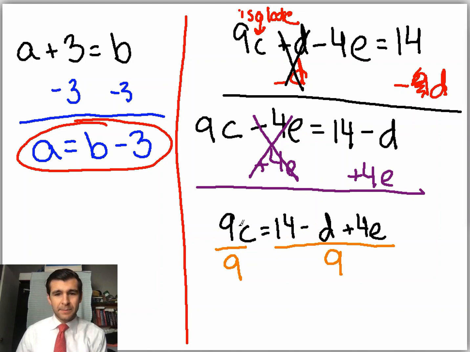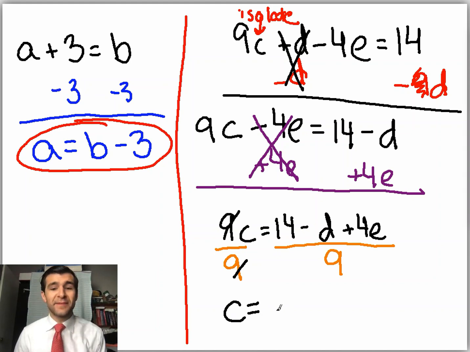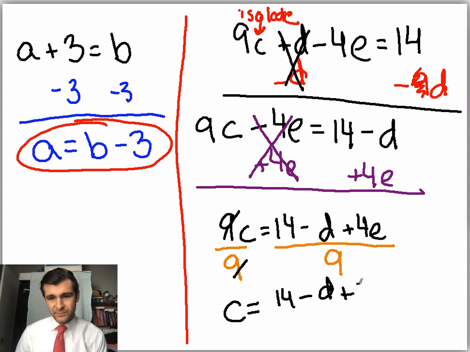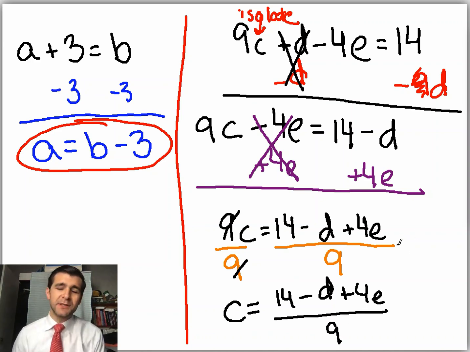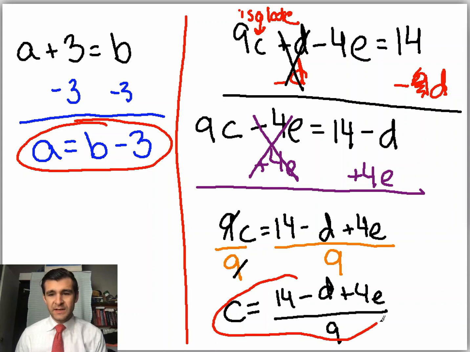So what happens is that these 9s cancel out. 9 divided by 9 becomes 1. So now I'm just left with c. So now I have my final answer coming into play. c equals 14 minus d plus 4e, all over 9. And so it looks crazy complicated, but it's actually my final answer. This is what c equals in terms of the other variables.